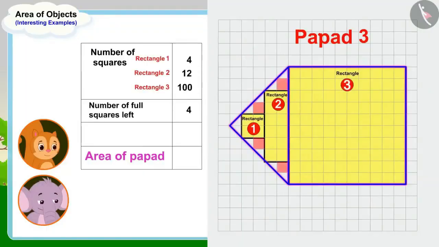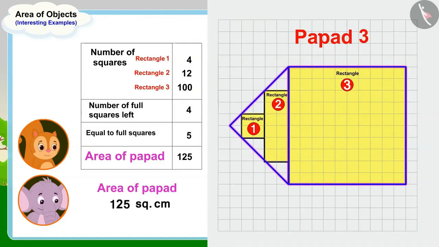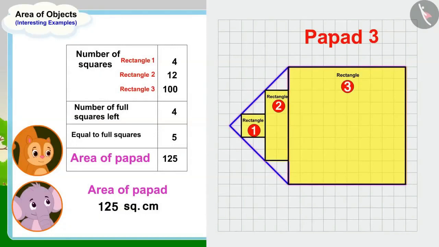We can find the area of this paper by making rectangles and squares in this way. The area of this paper is 125 square centimeters. Chanda and Apoo also found the area of the third paper.